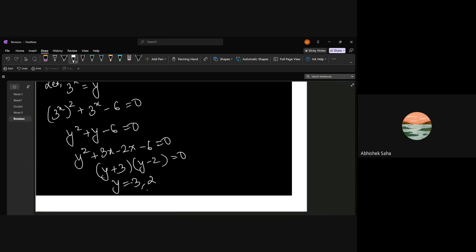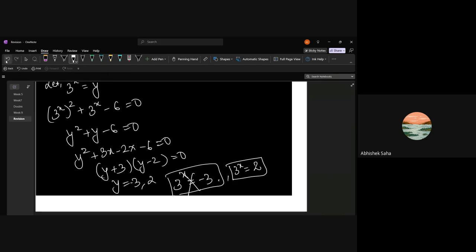Now check which of the following are the possible values. So 3 to the power x is equal to -3, this is one, and 3 to the power x is equal to what? 2. So is this possible or not? This is not possible, right?